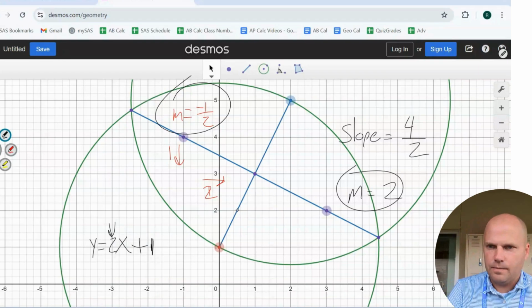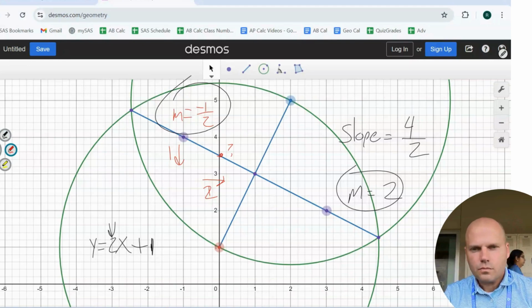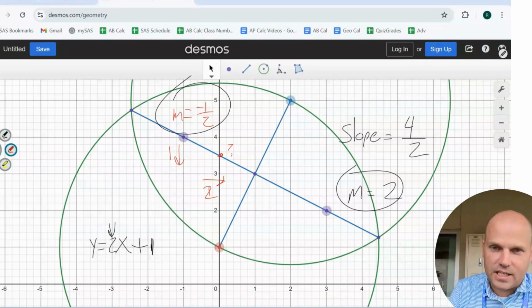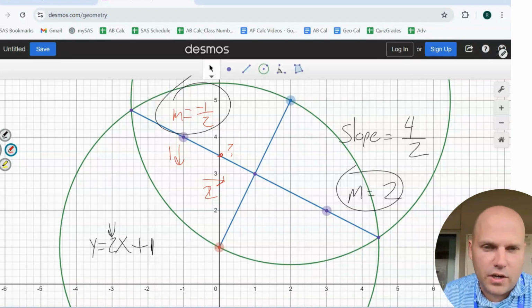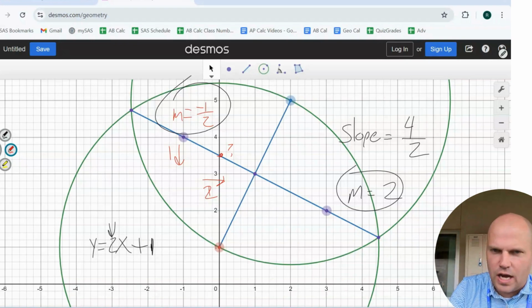Cool. We'll just leave it there. Now, what if you don't know the y-intercept? We could take a guess. We could maybe figure it out. But there's another version of a line that we know.